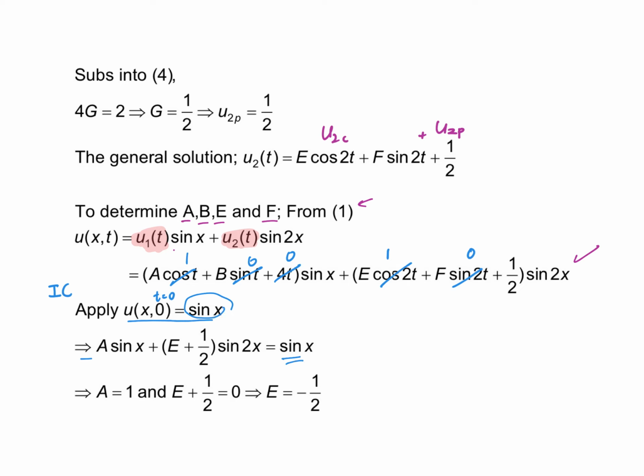And then by comparison, we have sin x only, so our A will be equal to 1. And then for sin 2x, we cannot compare with the right side, so it will be E plus 1 over 2 equal to 0. Then our E will be negative 1 over 2.